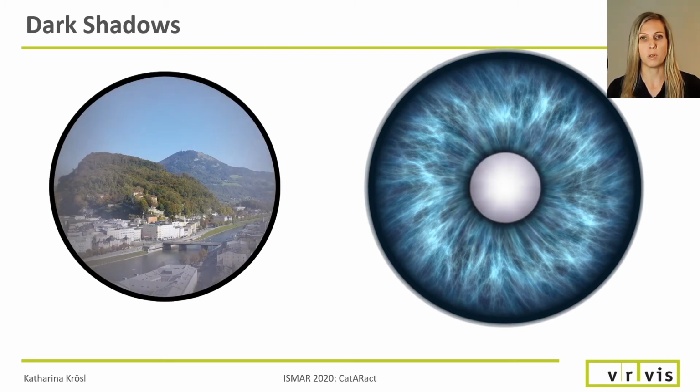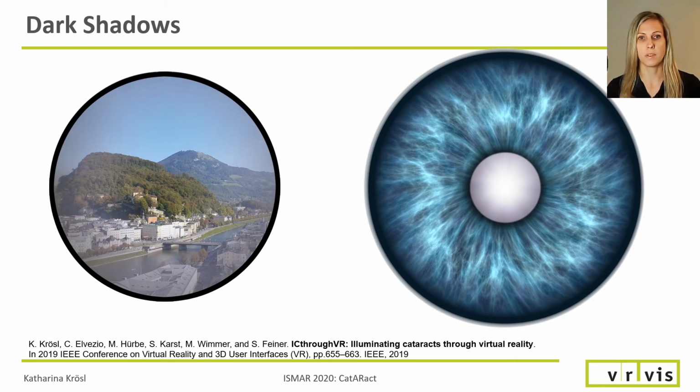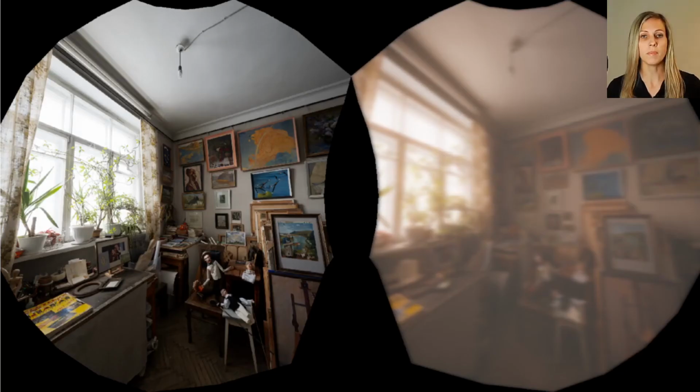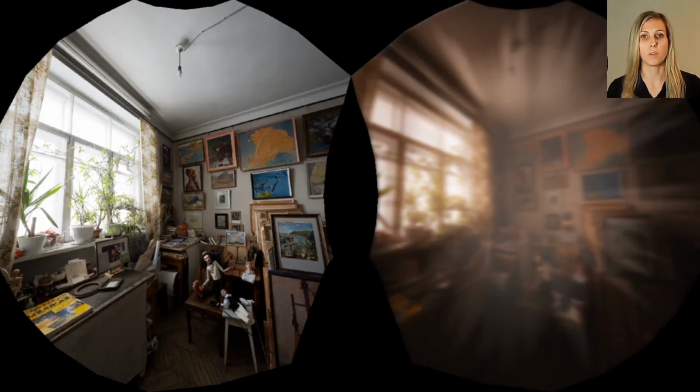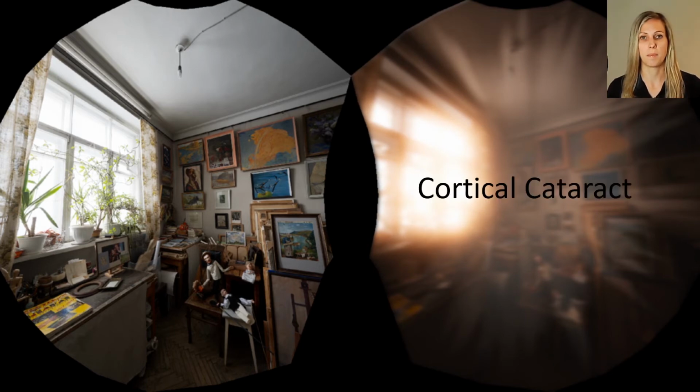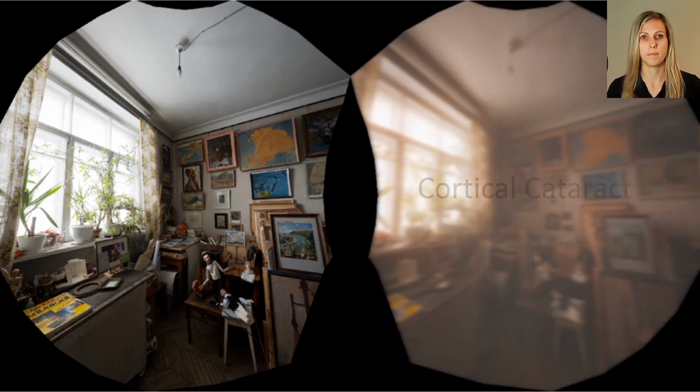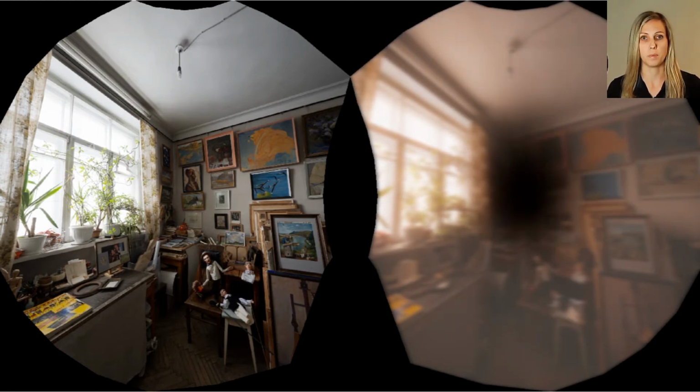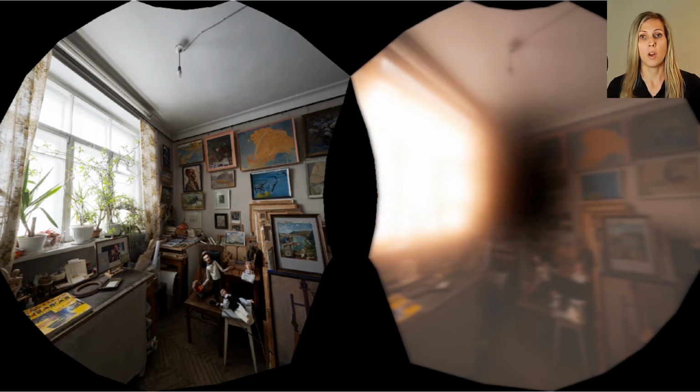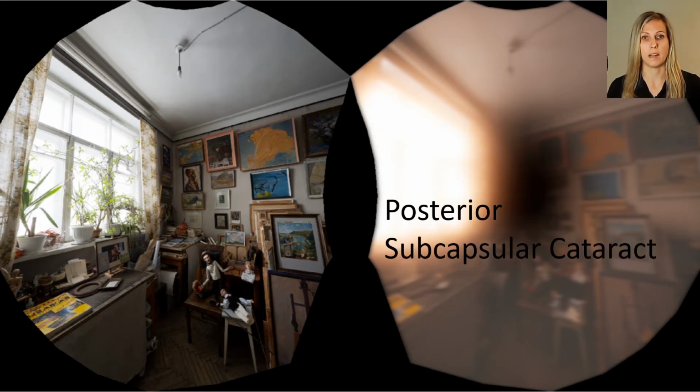We improved the simulation from one of our earlier works and used the Gaussian function centered at the gaze point of the user to calculate a Gaussian-weighted image brightness. And this gives us a simulation of cortical cataracts. We can also invert our shadow texture to create shadows in the center of the field of view, which is a common symptom of posterior subcapsular cataracts.